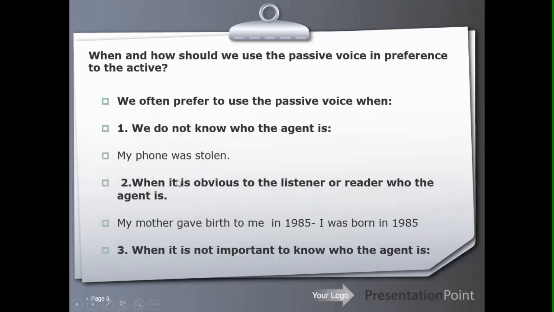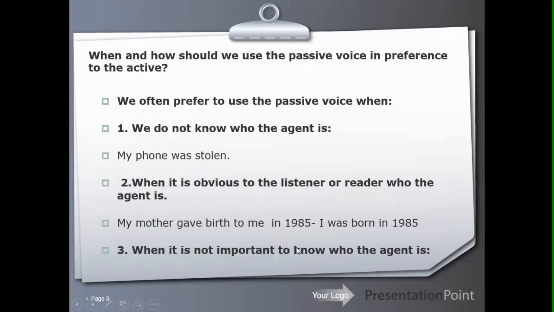Another situation might be when it is obvious to the listener or reader who the agent is. For example, we all know that our mother gave birth to us. So instead of saying my mother gave birth to me in 1985, we simply say I was born in 1985.